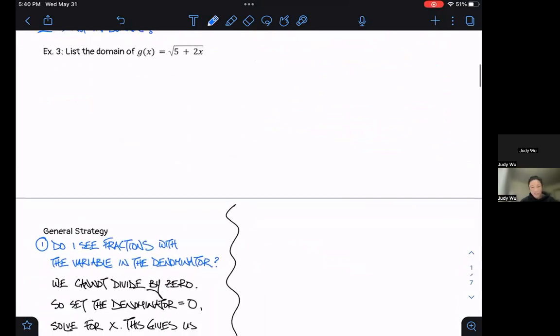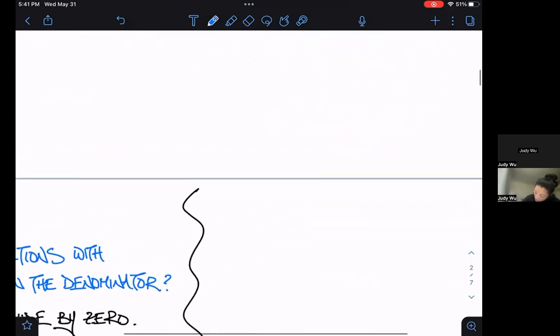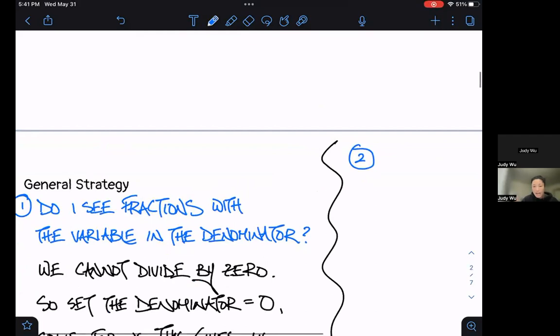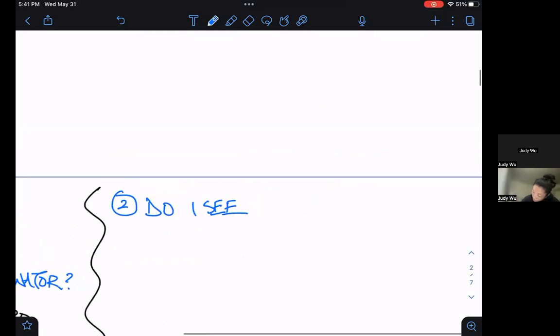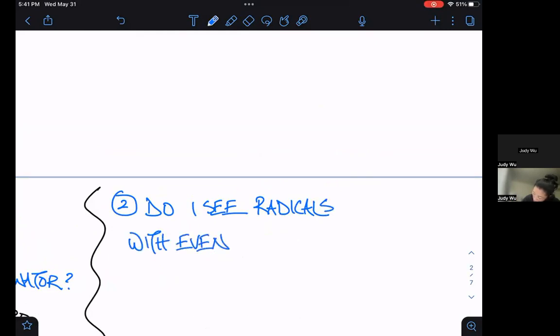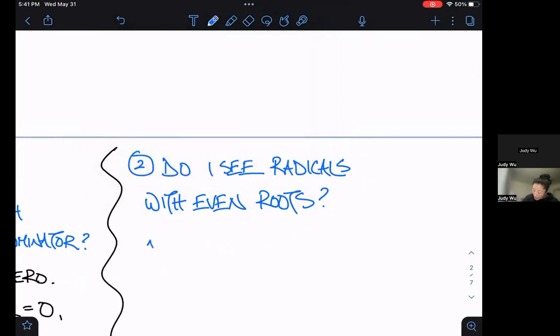But as we said, example 3 doesn't have a fraction. But it also looks a little scary because it's got the radical. So for general strategy, the second question I actually ask myself is not do I see fractions with a variable in the denominator, but do I see radicals with even roots? Okay.